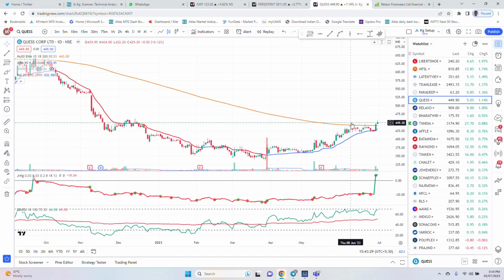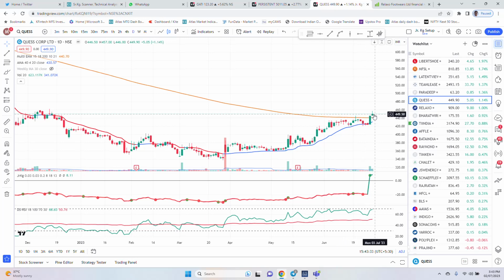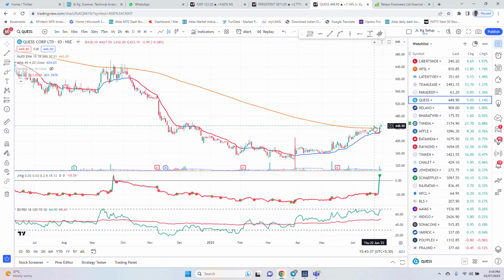So if you enter in this stock, your exit will be as soon as the price closes below this 200 EMA. So your risk may be like 2 to 3%, and if the trade goes in the upward direction, your risk reward will be very good. So that is where you will take an entry.